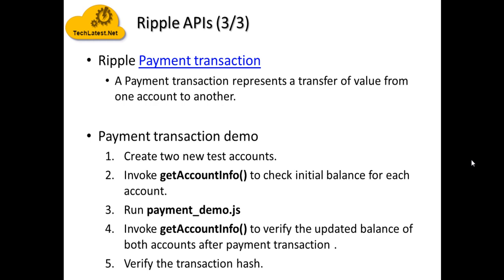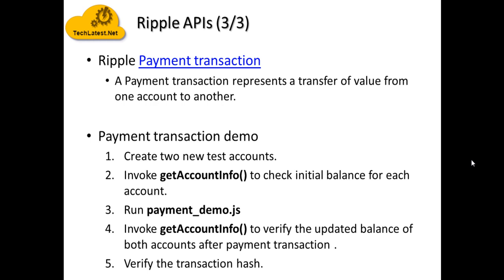First of all, we will create two new test accounts, and you know how to create those test accounts. Either we can go to the testnet on the Ripple website and create an account over there. We have the JavaScript API to call through which we can create the account. We have the JSON RPC based API. We can create the account in whatever way we want. Then we are going to use the JavaScript API get account info, and we'll see that the initial balance for the newly created account is 10,000 XRP, okay, by default.